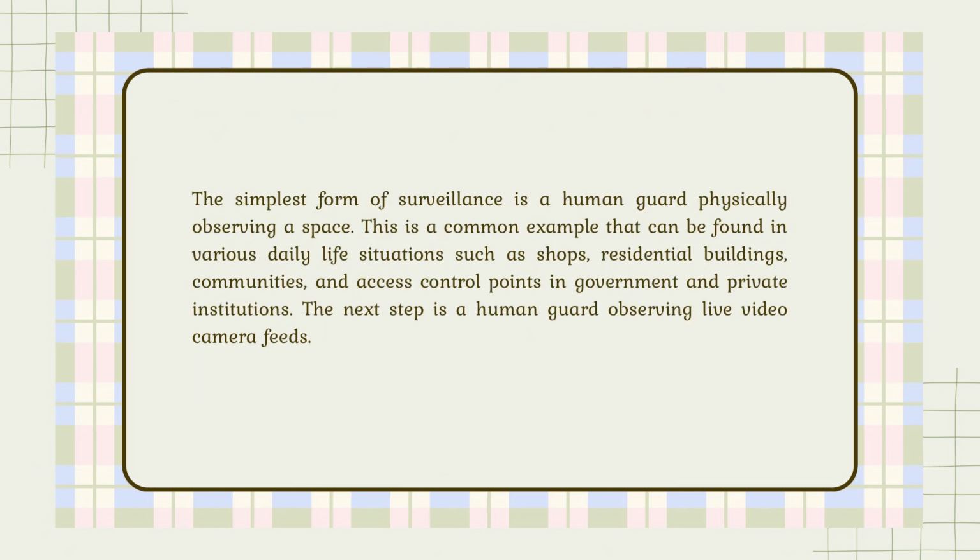An example of surveillance: the simplest form of surveillance is a guard physically observing a space. This is a common example that can be found in various daily life situations such as shops, residential buildings, communities, and access control points in government and private institutions. The next step is a human guard observing live video camera feeds.